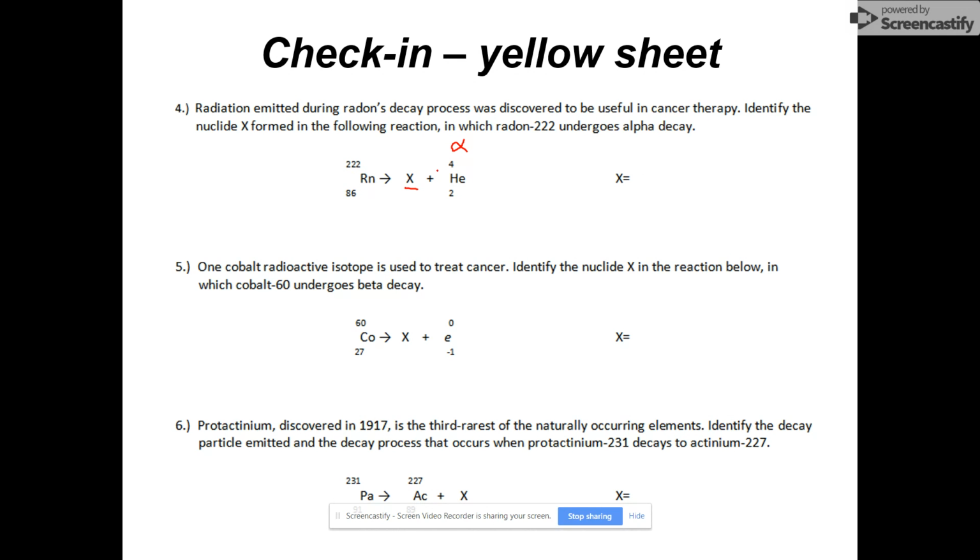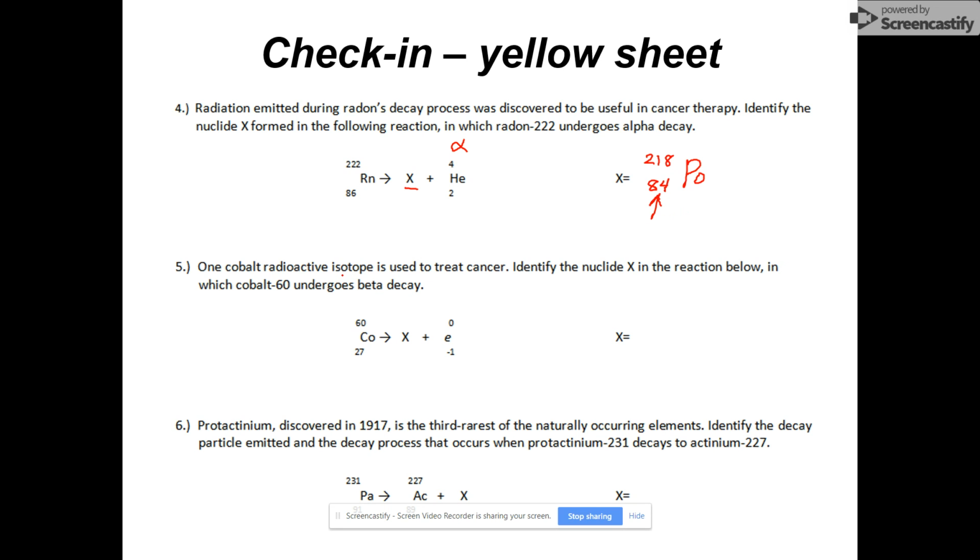So 222 equals 4 plus something, whatever this is. It has a mass of 218, and then it has a charge of 84, or it has 84 protons. So we find element 84 is polonium. Po is element 84. How do I find that? Because I look for something that has 84 protons, so it would have a charge of positive 84.